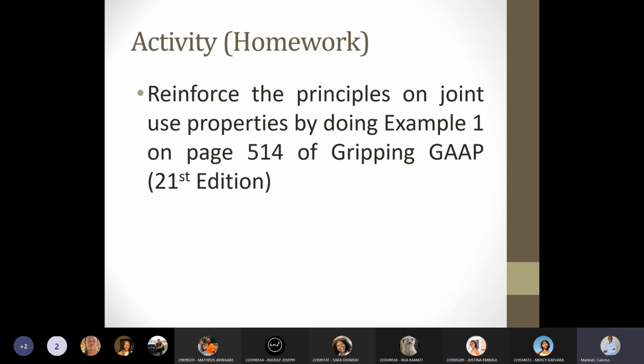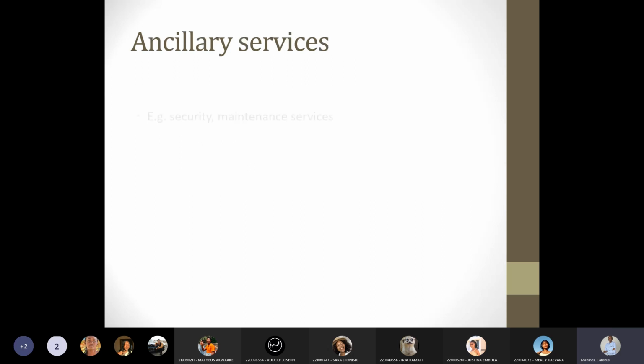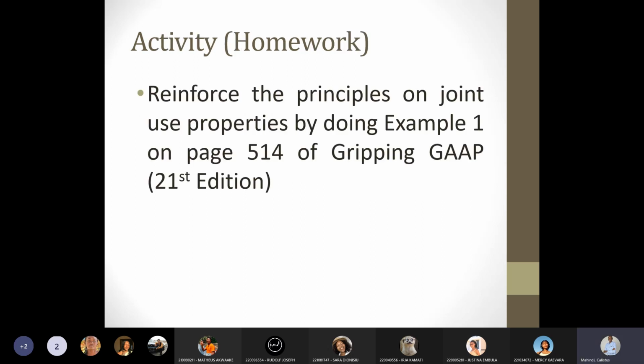Okay, so you're going to reinforce the principles on joint use property by doing example 1 on page 514 of Gripping Up. So that is what you will do for homework.